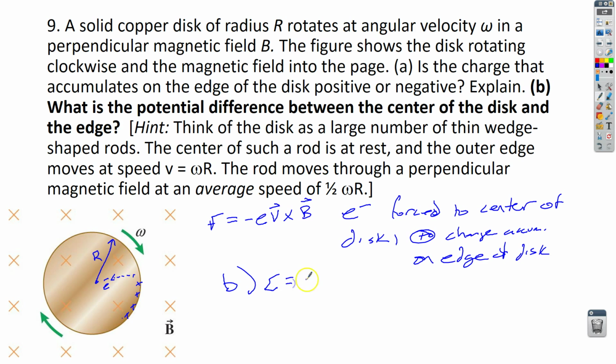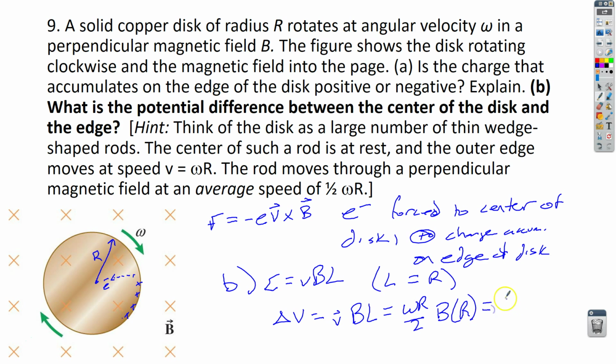So we're going to use our same equation. The EMF is equal to V B L, where L here is going to be equal to your radius. Your change then in your EMF, which is your change of potential, is equal to your velocity, so we'll do that, times B times L. Our velocity we said was omega r over 2, or 1/2 omega r, so omega r over 2 times B times r, and so that gives us 1/2 omega B r squared. And that is your final answer.